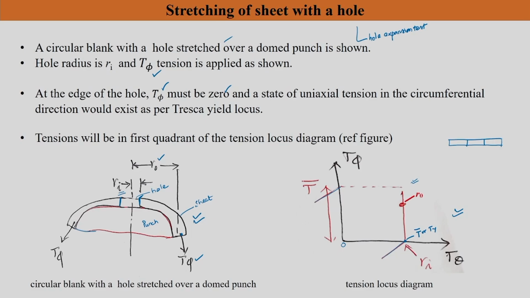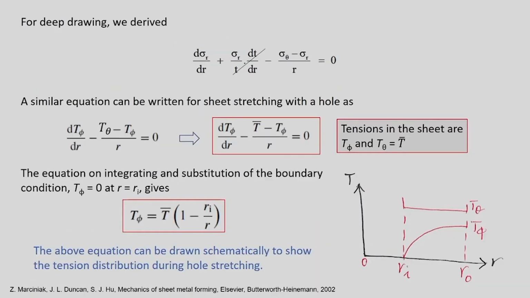When you move from Ri to R0, T may not be equal to T bar. This height is T bar, and it may not reach T bar; it will be in this location, where there is going to be some T phi and some T theta. That will be the situation of the hole and away from the hole with respect to tension.